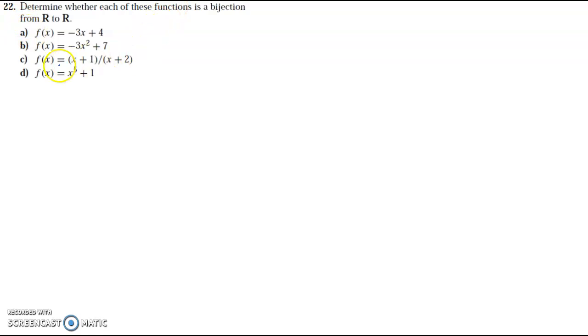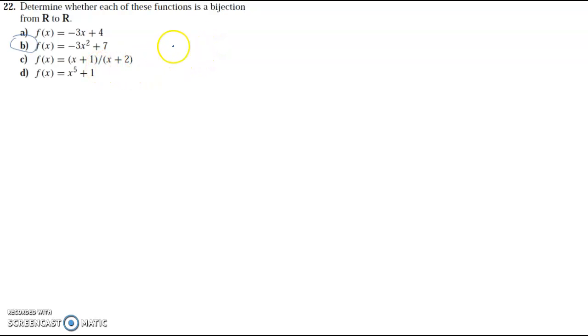Alright, so now let's take a look at part B. We can immediately tell this is a quadratic equation, and it's going to have one of those U-shapes when we graph them. So I can guess that this is not going to be a bijection, but I think the quick example is if we plug in one of the numbers.